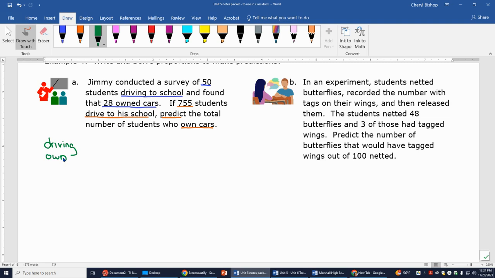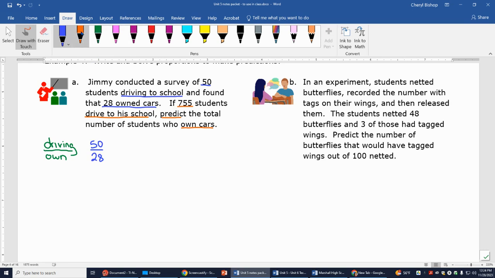Now I need to set them up as a ratio. Well, I kind of already did, right? If I just draw a line right there, driving over owning. If I had written this the other way around, owning over driving, that would be okay. You just have to make sure that when you set up your ratios, you always have driving on top and owning on the bottom, or if you flip this over, owning's always on the top and driving's always on the bottom. So 50 students drive to school. Driving was going on top. Over, own, 28 of those 50 own their cars.